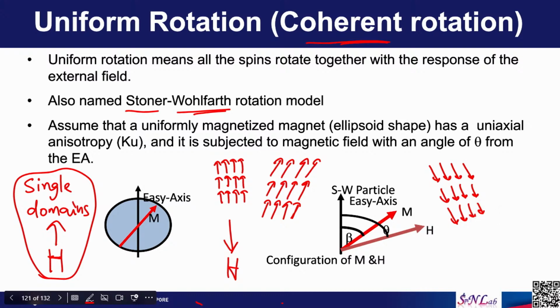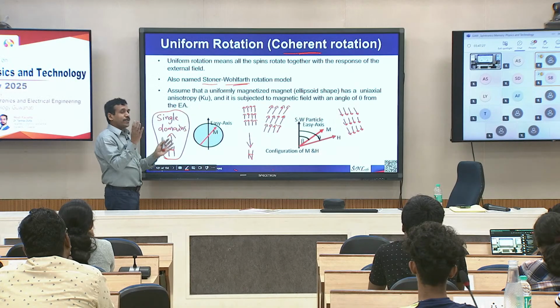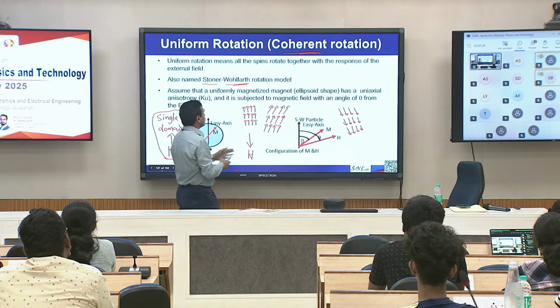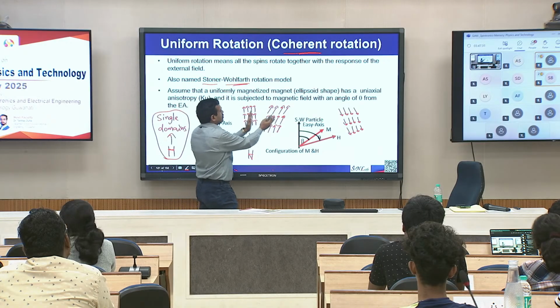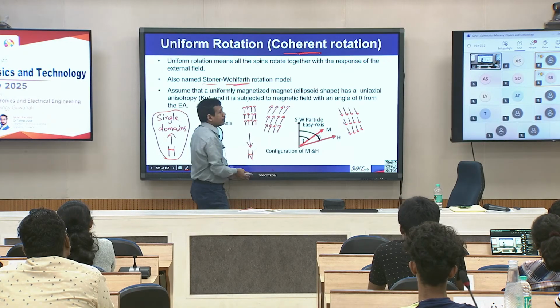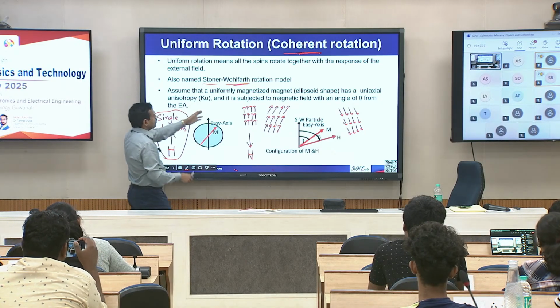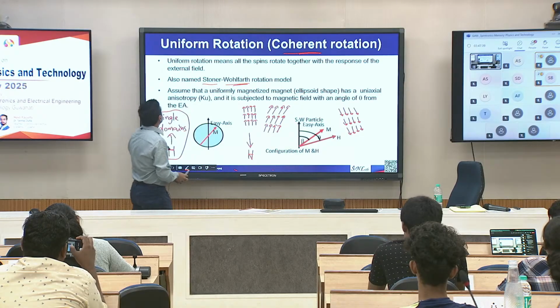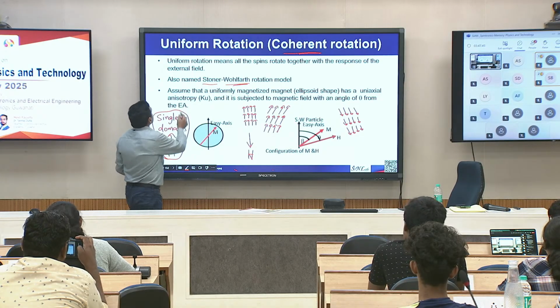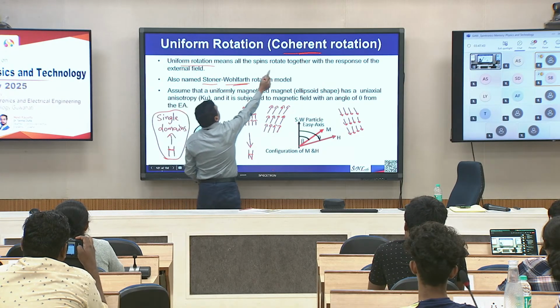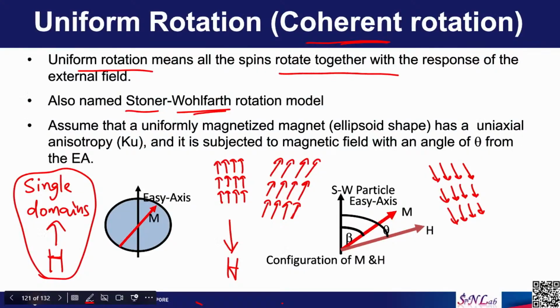So, you can see that they are all coherently going together from one direction to the other direction, like the synchronized swimmers they do in Olympics. So, they all behave synchronized to each other. Okay. They go coherently from one direction to the other direction. So, this is what it means, all the spins rotate together with respect to the external magnetic field.